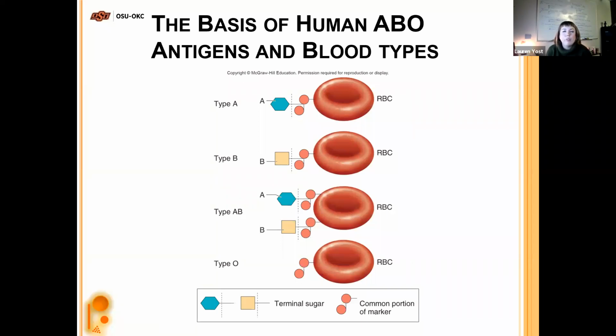There are essentially 3 different surface markers: the A, the B, and the O. The O isn't a thing that we are concerned about with regards to rejection. Okay. The A's and the B's are. So here's kind of what they look like and how they would be different. If you had type A, it has this on it. And if you had type B, it has this on it. If you had type AB, it has both of them on the surface. And then type O only has the common portion.